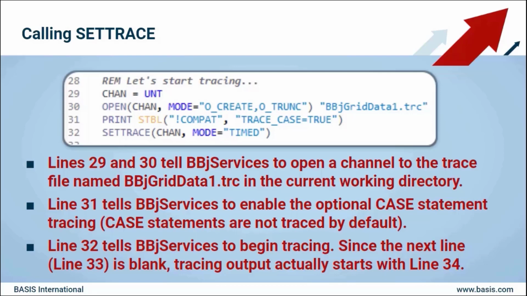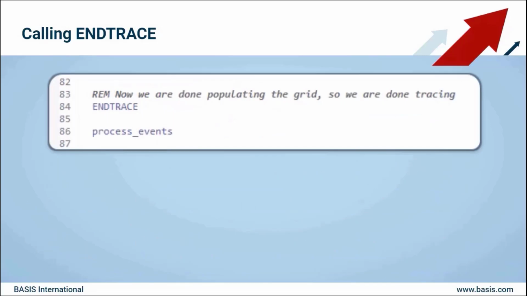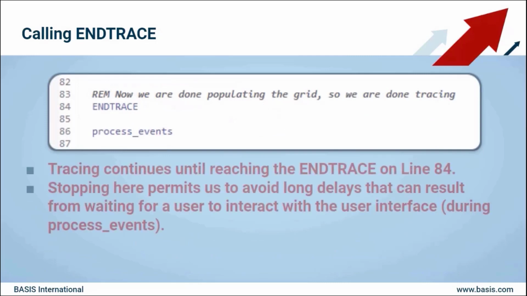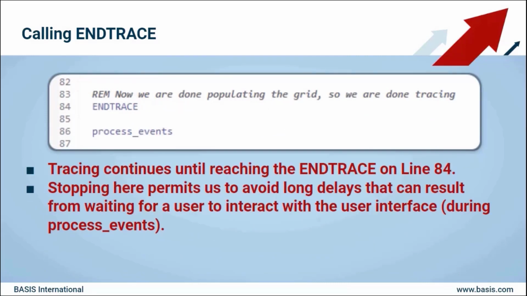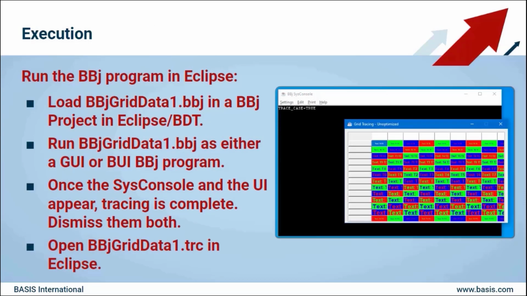Since the next line, line number 33, is blank, which you can see a little bit on the bottom there, tracing output will actually start with line 34. Now, tracing is going to continue until we reach the end trace on line 84. Stopping here is important because line 86 is the process events loop, and that waits for the user to interact with the system, and therefore it's going to cause some long delays and can really skew your statistics.